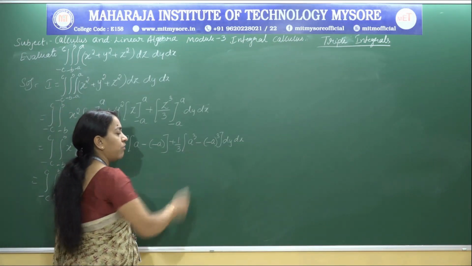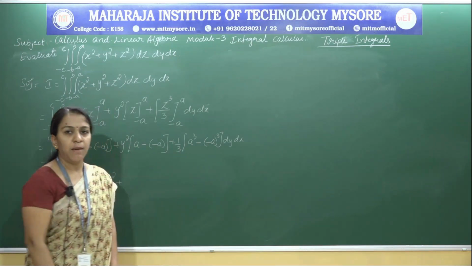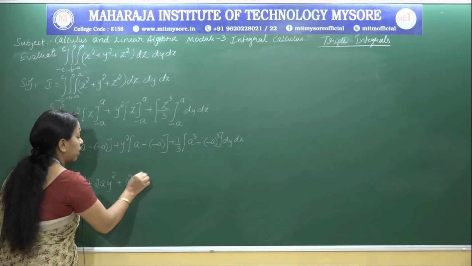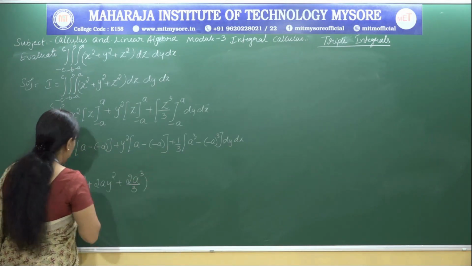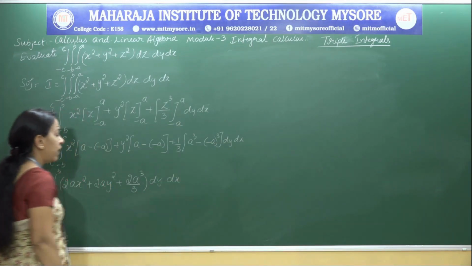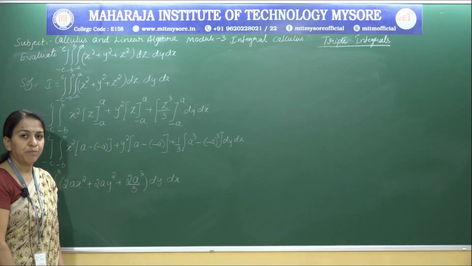Therefore we have minus of minus plus a cube. So a cube plus a cube will be 2 times of a cube. So 2 times of a cube by 3 into dy dx. So we eliminate the z variable, we are left with x and y, right.